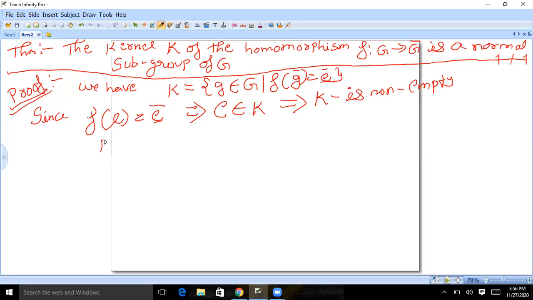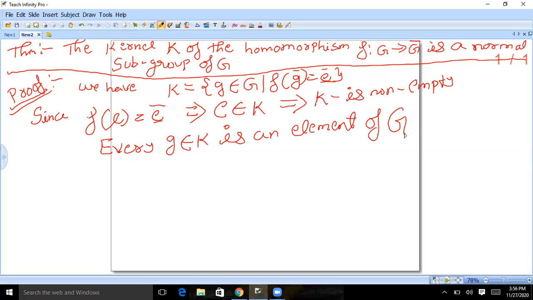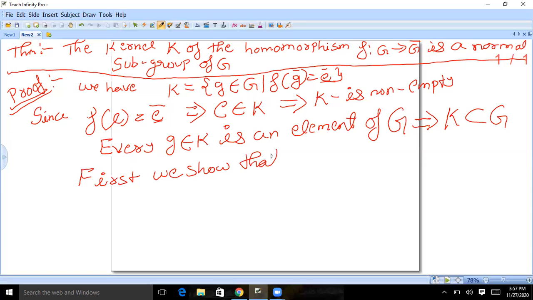Even every g belongs to K is an element of G, that is K is a subset of G. Okay, first we show that K is a subgroup of G.